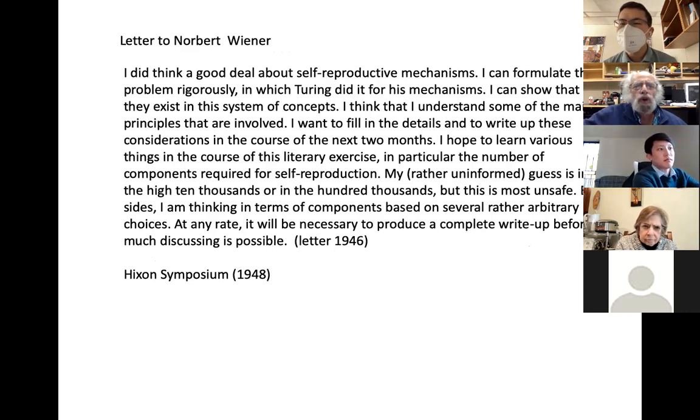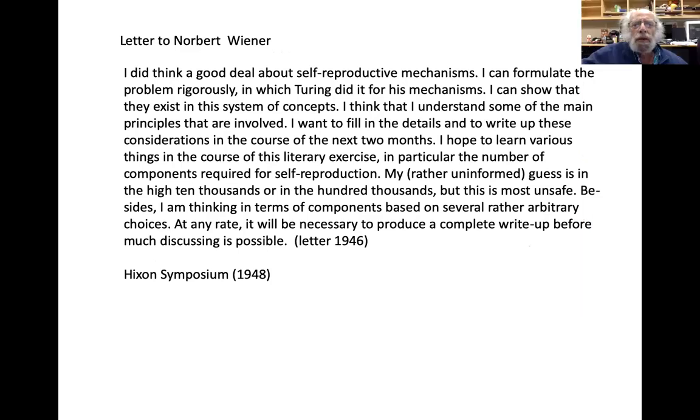I can formulate the problem rigorously, in which Turing did for his mechanisms, okay, for Turing machines. I can show that they exist in this system of concepts. I think that I understand some of the main principles that are involved. I want to fill in the details and to write up considerations in the course of the next 2 months. I hope to learn various things in the course of this literary exercise, in particular, the number of components required for self-reproduction. My rather uninformed guess is in the high 10,000s or in the 100,000s, but this is mostly unsafe. Besides, I'm thinking in terms of components based on several rather arbitrary choices. At any rate, it'll be necessary to produce a complete write-up before much discussing it is possible.